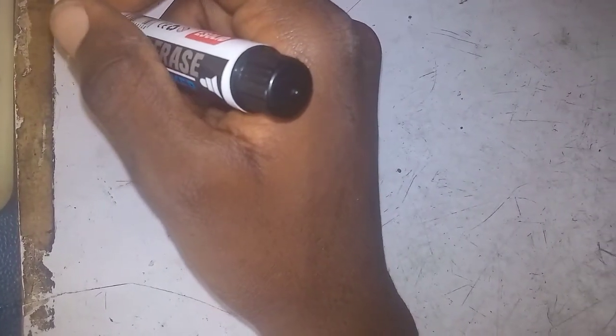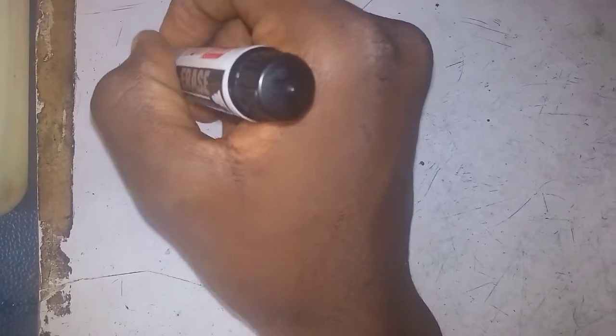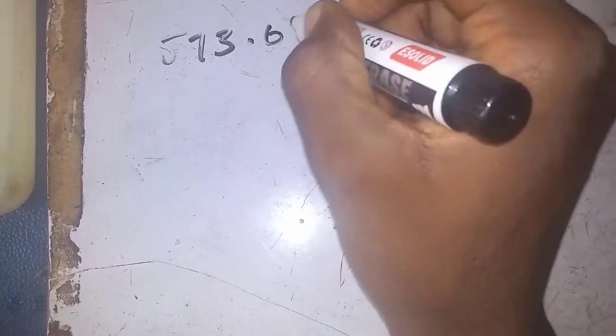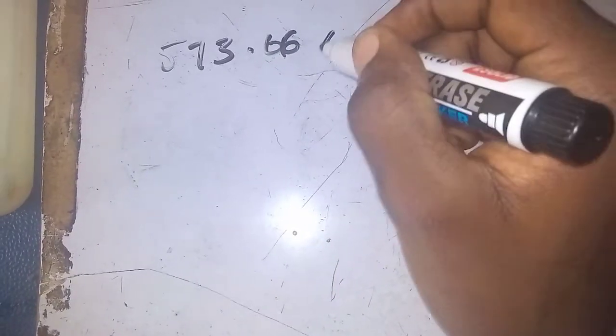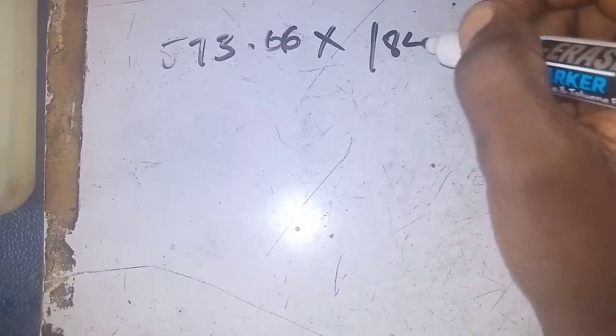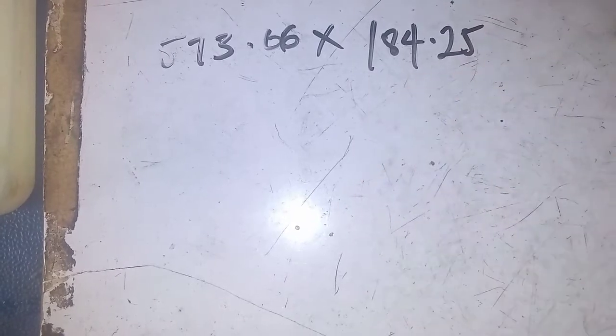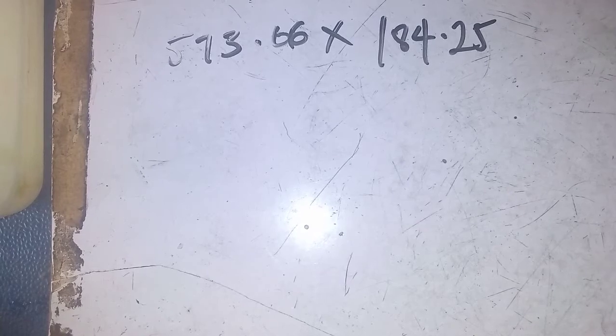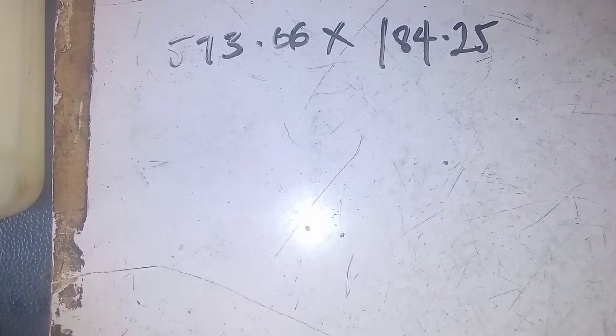All right, so the first question says evaluate to 4 significant figures 573.06 multiplied by 184.25. It's very easy. By the time you punch your calculator, you should get that answer as quick as possible so that you don't waste your time.